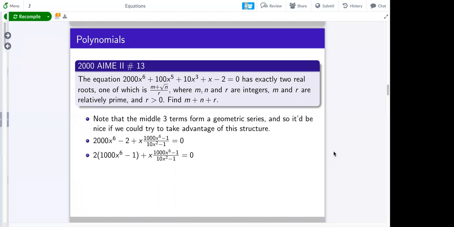So yeah, we can factor a 1000x to the sixth minus 1. Well, we can't exactly factor that because we still would have stuff in the denominator. But what we can factor out is the fraction 1000 x to the sixth minus 1 over 10x squared minus 1, right? Because, well, in general, we don't want fractions when we factor stuff out. But yeah, so I missed the minus 1 there.